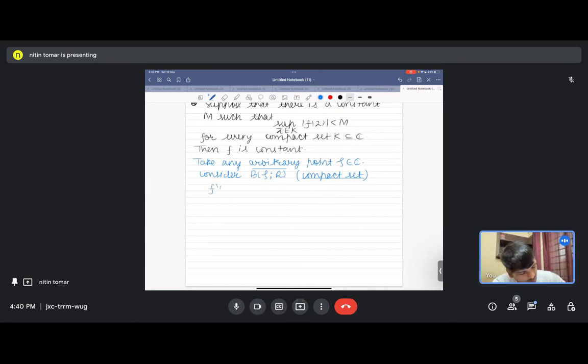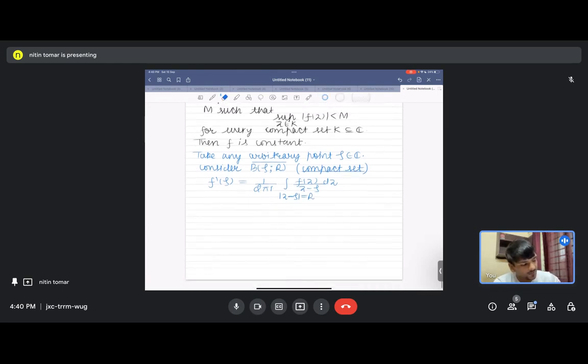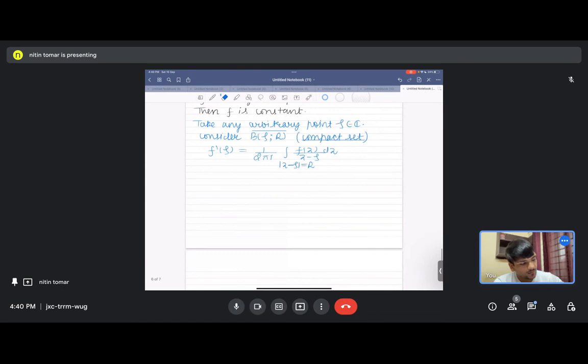Now, what can you say about f prime zeta? By Cauchy integral formula, it will be 1 upon 2 pi iota, the integral of f(z) over (z minus zeta), dz, and this is over the curve mod z minus zeta equals R. Because we have an entire function, you don't need to worry. This is Cauchy integral formula. Yes or no? Yes, sir.